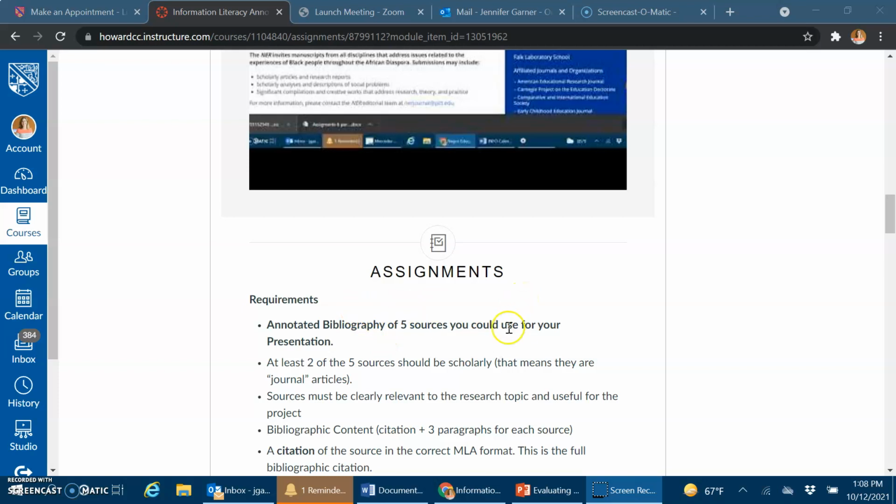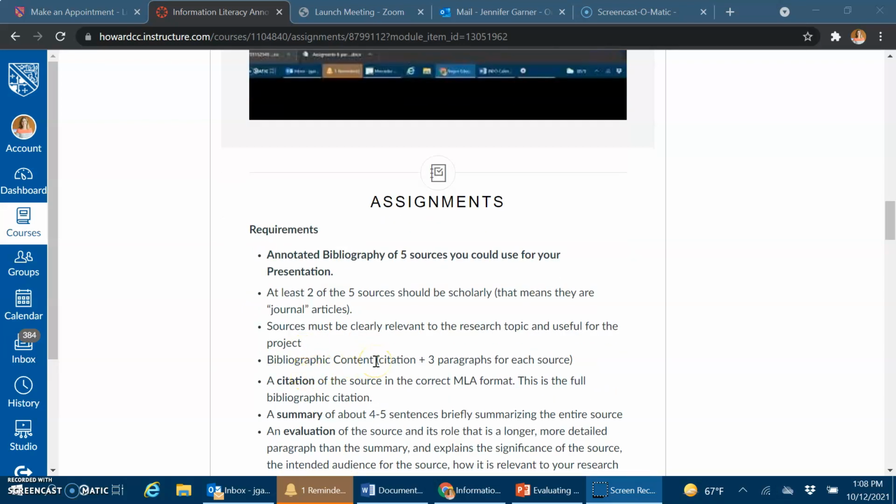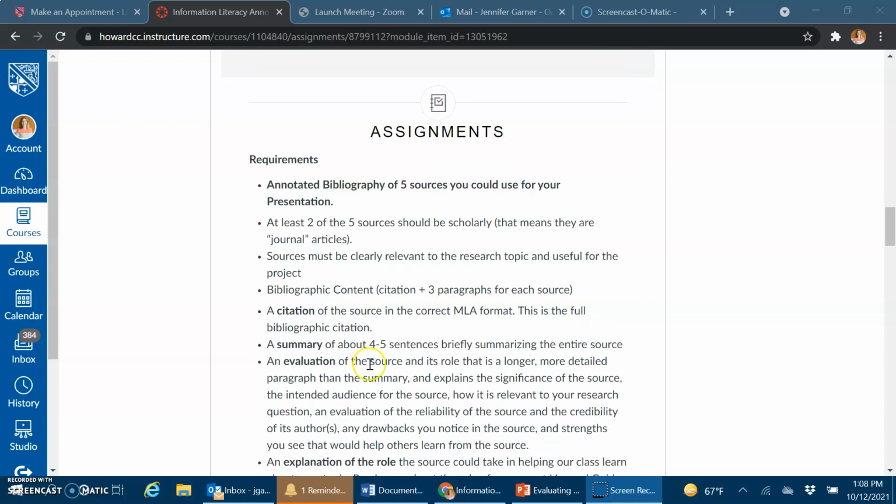All right, so you'll pick one of those topics, and then you're going to have to find 5 sources for this annotated bibliography. Note that at least 2 of the 5 should be scholarly. They're from academic journals, and you can find those using the Find It tool for the library.